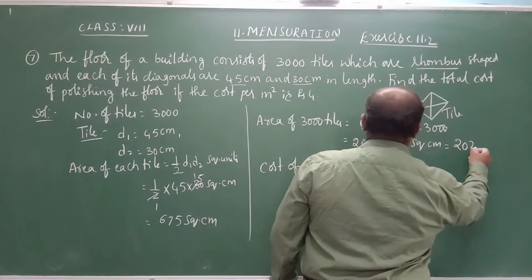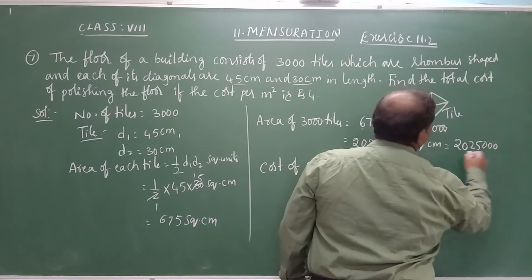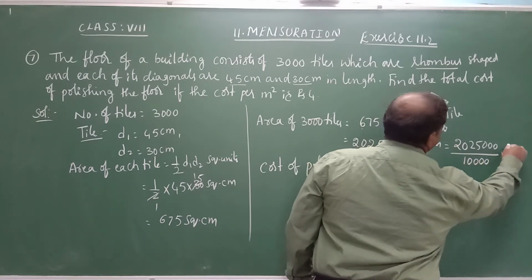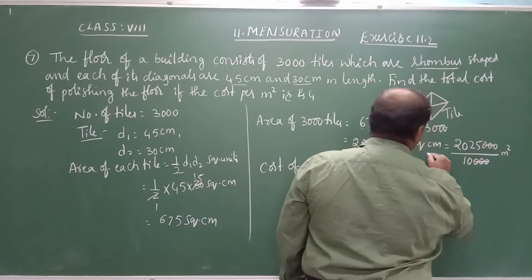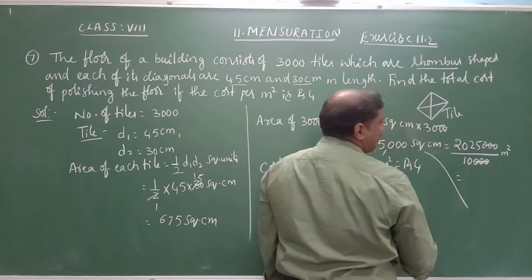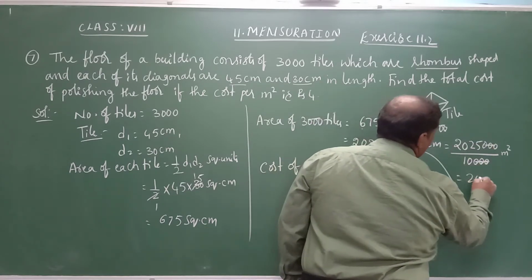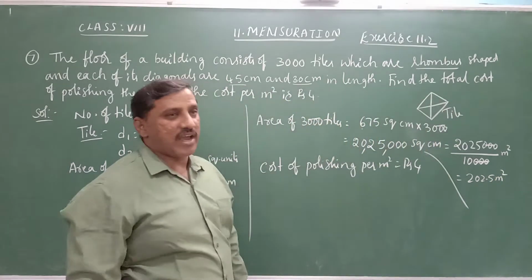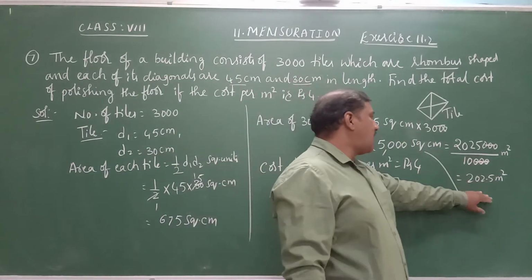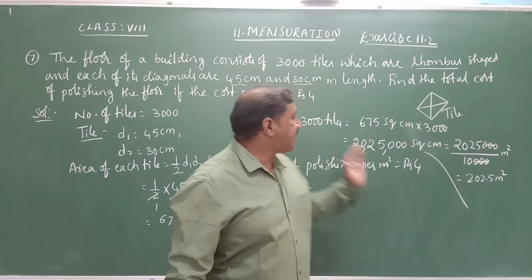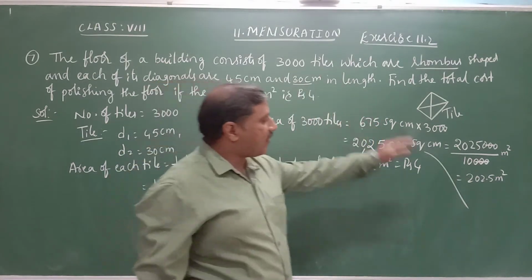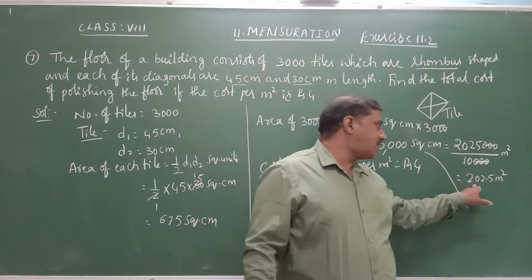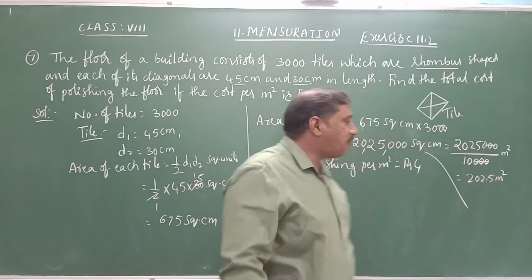20 lakhs 25,000 divided by 10,000. We will get it in meter square. So 3 zeros and 3 zeros are cancelled. Now when we divide with 10, what do we get? 202.5 meter square. 202.5 meter square is the area of the floor. That is for 3000 tiles. The area of the floor is nothing but the area of 3000 tiles, which is 202.5 meter square.